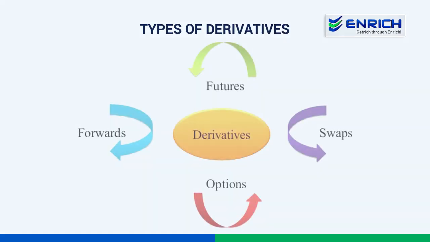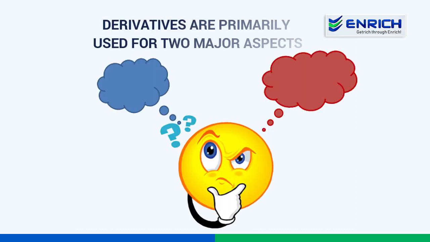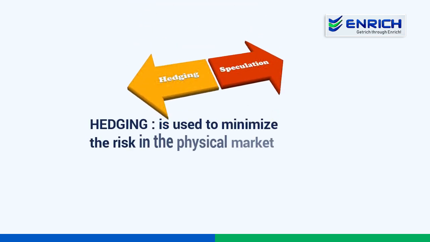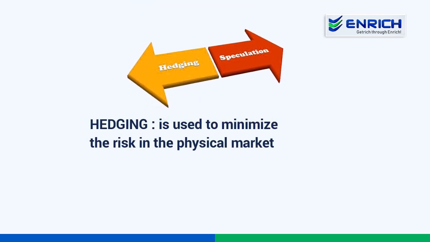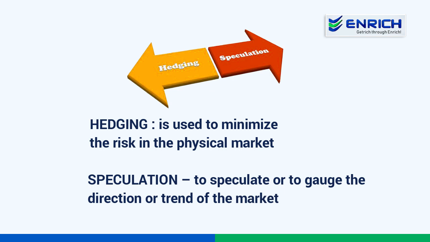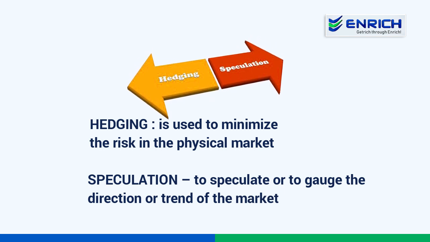So what are the different types of derivatives? There are 4 types of derivatives: forwards, futures, options, and swaps. Before we look into the 4 types, we need to understand the importance of derivatives. Derivatives are primarily used for 2 major aspects: hedging and speculation. Hedging in simple terms is used to minimize the risk in the physical market. Speculation is used to speculate or to gauge the direction or trend of the market.